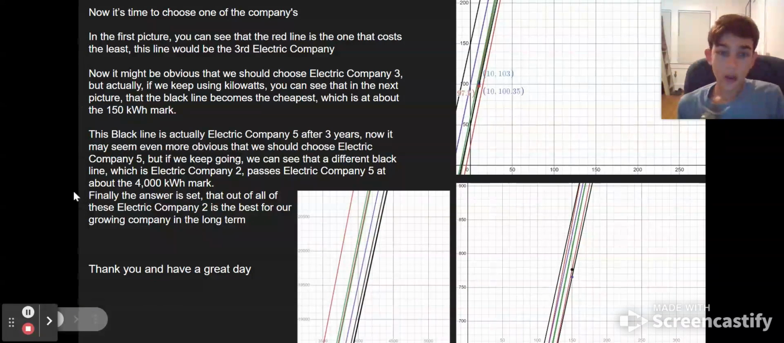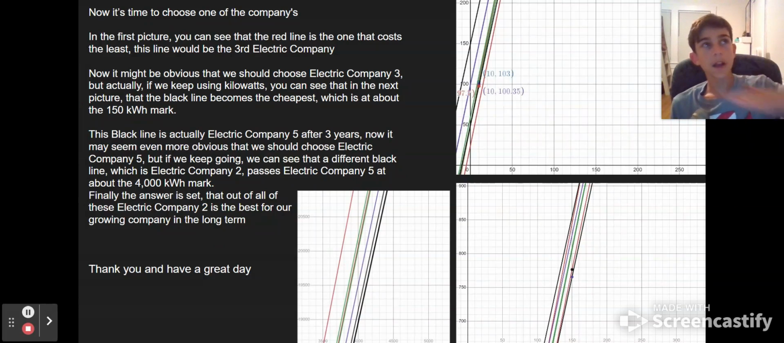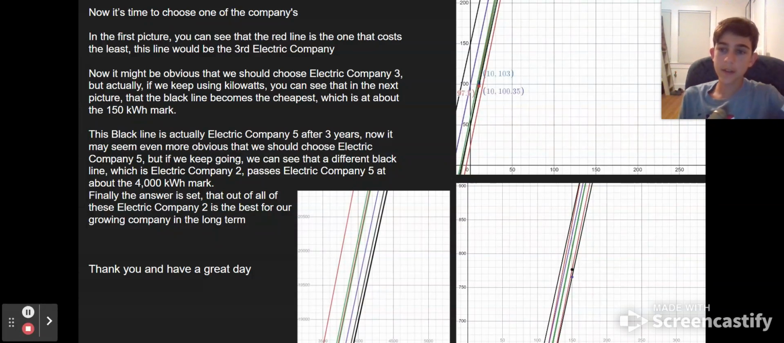So now, after all of that, the answer is that out of all of these electric companies, electric company number 2 is the best one for a growing company in the long term, as the black line slowly moves to this area and ends up being the lowest, which would give us the lowest price possible. So that would be the best choice for us.